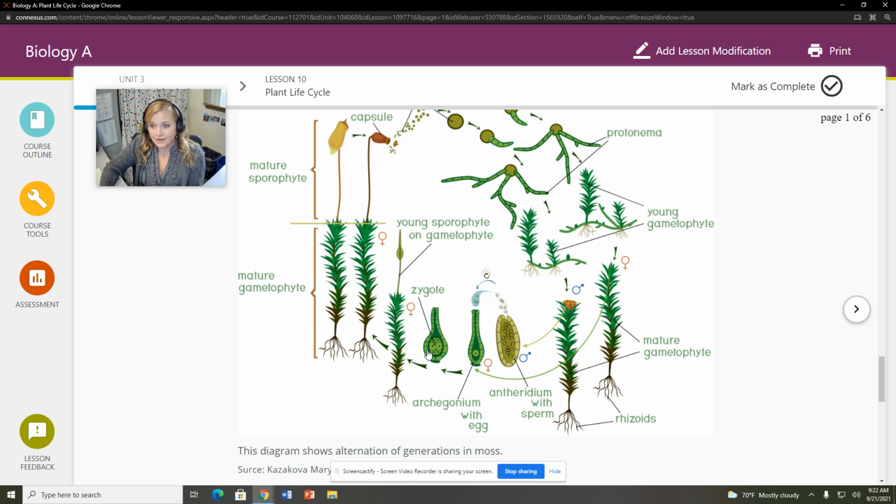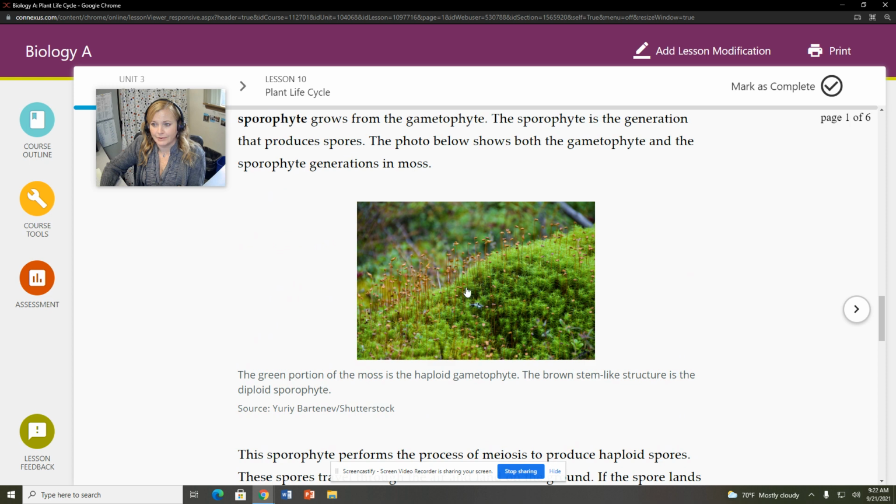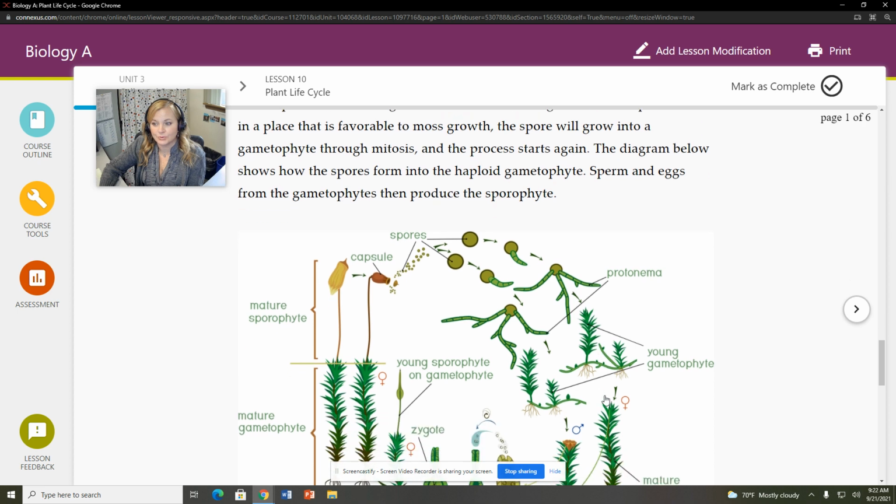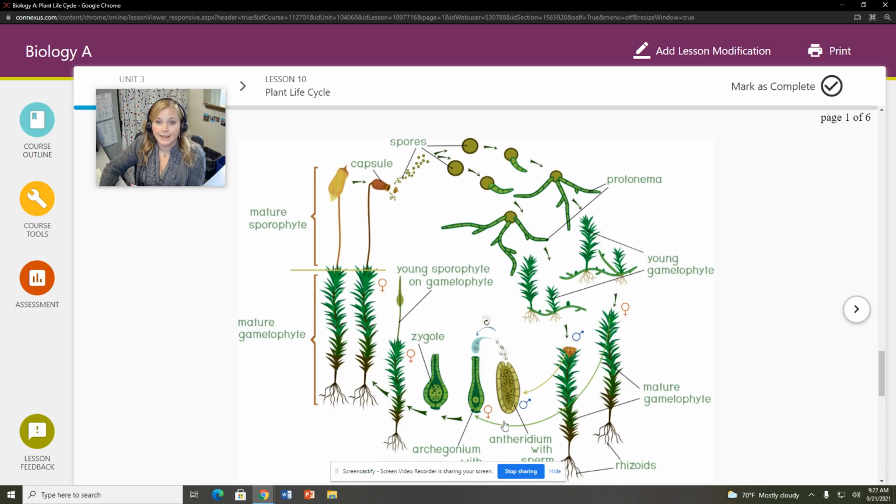And then the zygote grows into the sporophyte. Remember, the zygote is diploid, so it grows into that brown little guy right there. That's after all that mitosis happens now to make a new baby. The sporophyte is the new baby. The sporophyte then grows up, produces this capsule, releases spores, which then go on to grow into new gametophytes. And the process continues and life goes on, as they say, right? So that is the life cycle of your moss.